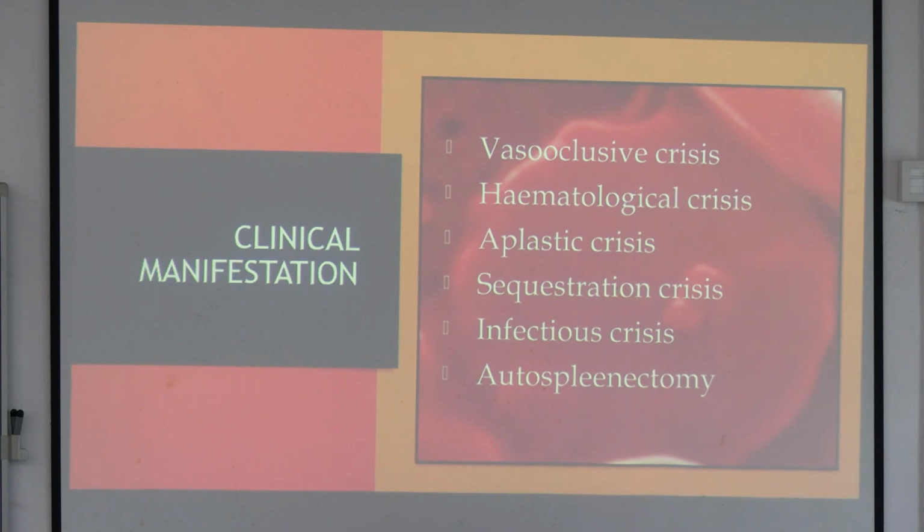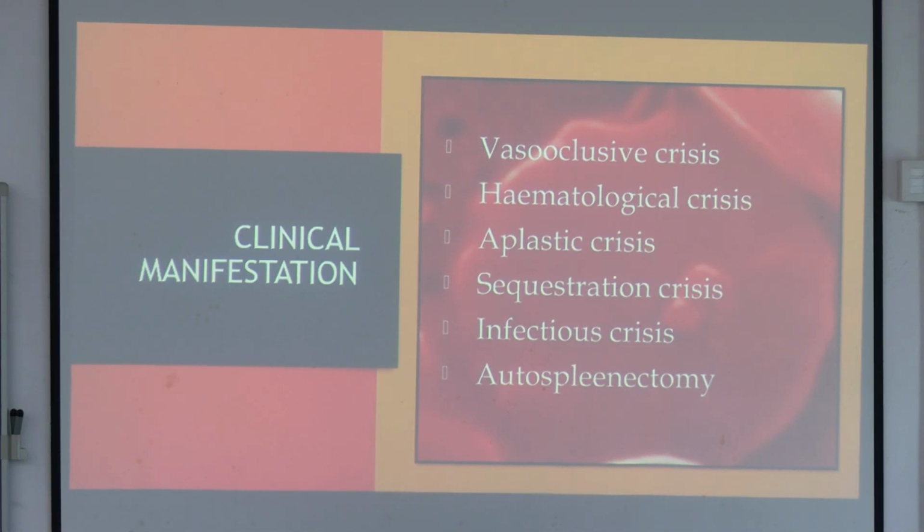So clinical manifestation, I told you earlier, the major clinical manifestation comes from three things: chronic hemolysis, next vaso-occlusion and tissue damage. Very good. So vaso-occlusive crisis, hematological crisis, aplastic crisis, sequestration crisis, infectious crisis, and finally autosplenectomy. These are the major clinical manifestations.